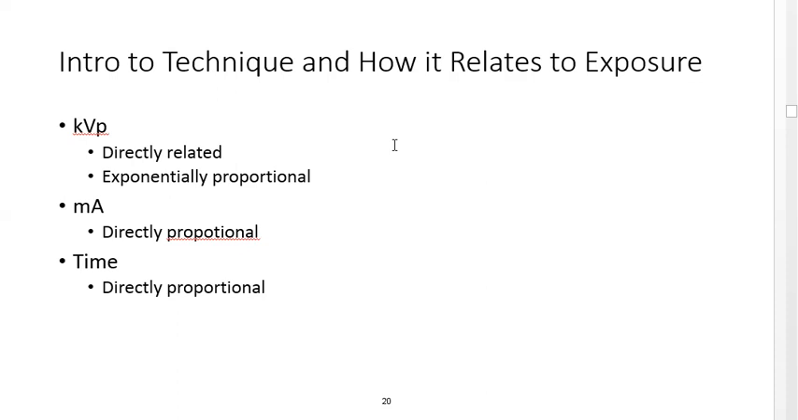So, intro into technique and how it relates to exposure. We just kind of talked about some of that. KVP is directly related, but it's exponentially proportional, and we talked about that in the last section. What that means is as KVP increases, your exposure increases as well. It goes in the same direction, so it's directly related, but it's exponentially proportional.